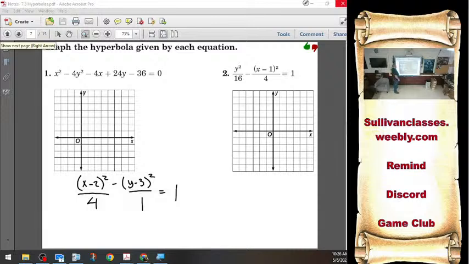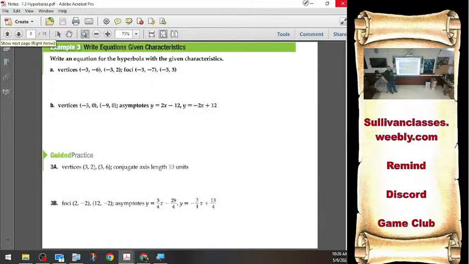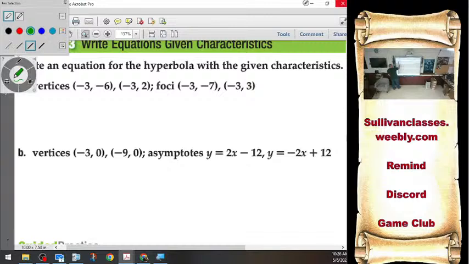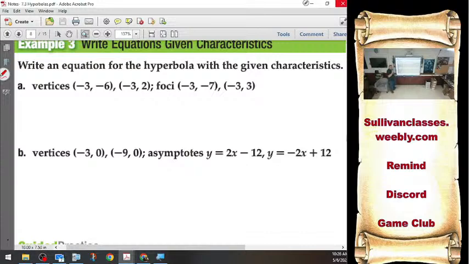Sweetness. I don't need any more of those then. So we've done it a couple of times now. You know what's next. Here's the equation, find the features. Here's the features, find the equation. Now we're going to go backwards on it. So remember that my major and minor axis from an ellipse are now called a transverse and conjugate axis. But they're still 2A and 2B. If I see vertices and foci, remember that vertices and foci lie along which axis?